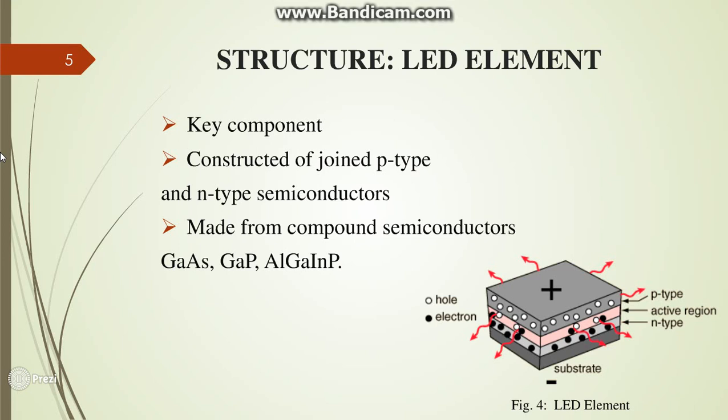The first component is the LED element. This component is constructed of a joined p-type and n-type semiconductor. P-type contains positive charge carriers called holes. N-type contains negatively charged carriers called electrons, to create a diode. Rather than the silicon and germanium material used in a normal diode, LEDs are made from gallium arsenide, gallium phosphide, gallium indium phosphide.